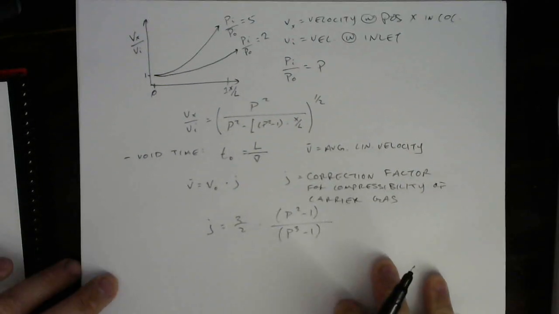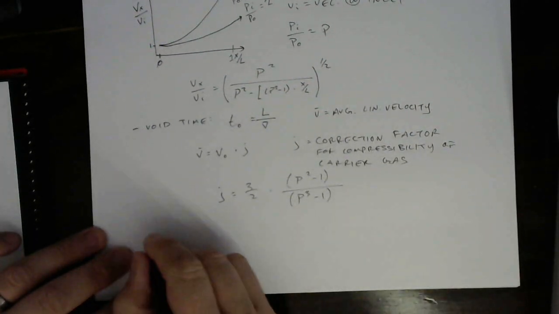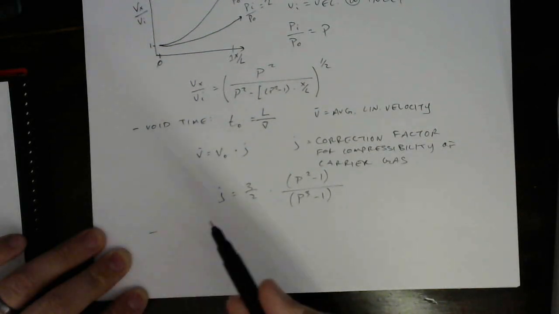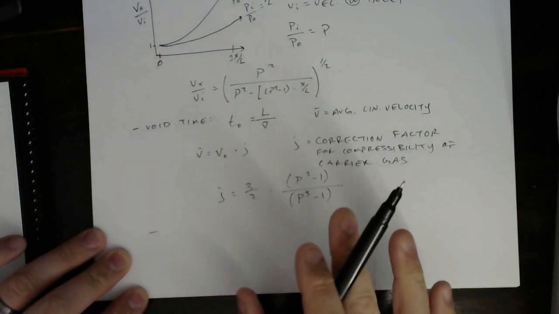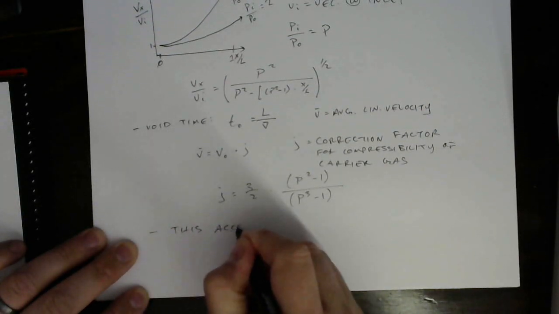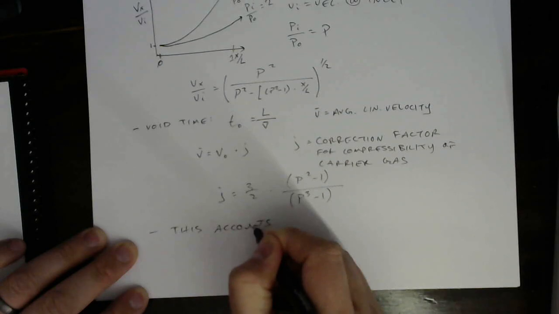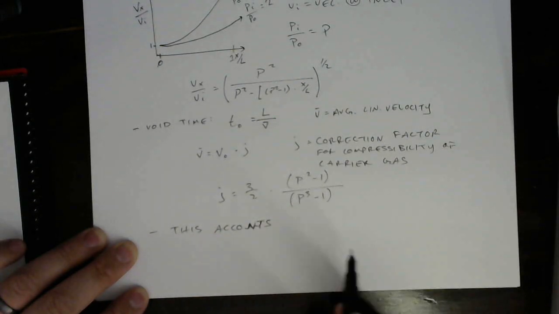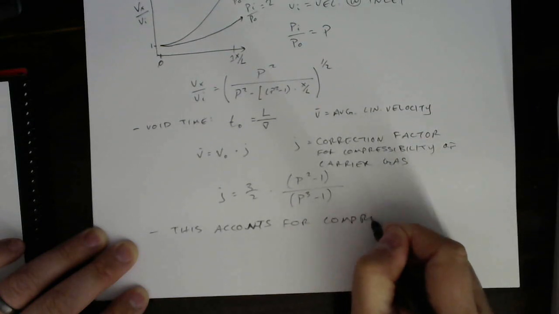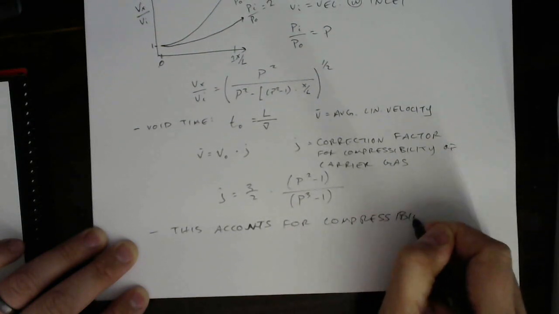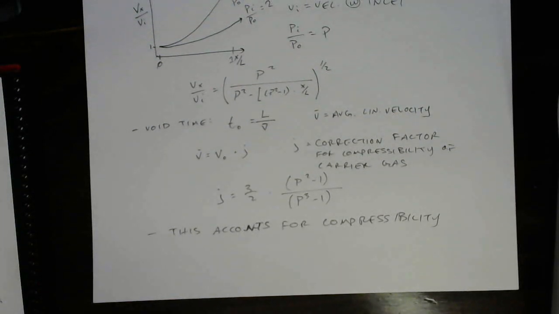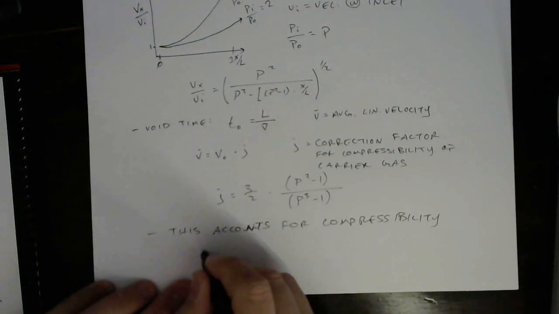Okay, so that's good. We have a way to get average velocity from measuring the outlet velocity and account for compressibility. And that's good, and it'd be great if that was the whole story. It's not the whole story, right?